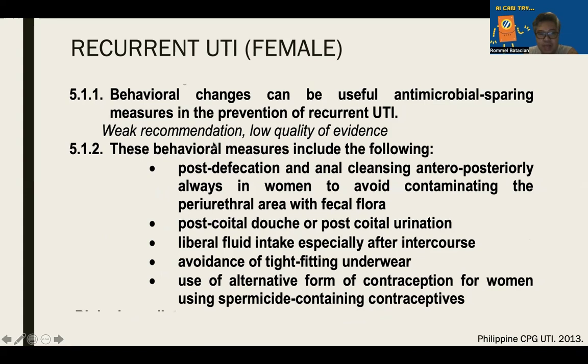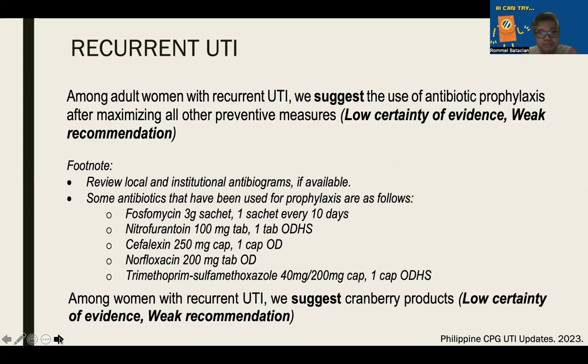So, on top of that, behavioral measures can be important. The cleaning should be anteroposterior, so the wiping should be backward, no? At the buttocks, not forward. Postcoital urination, liberal fluid intake, avoidance of tight-fitting underwear, and use of an alternative form of contraception, avoiding spermicide-containing contraceptives. Sorry.